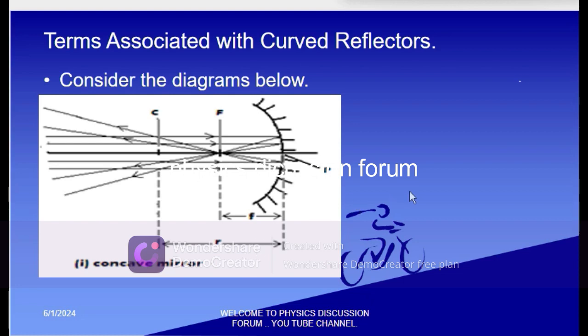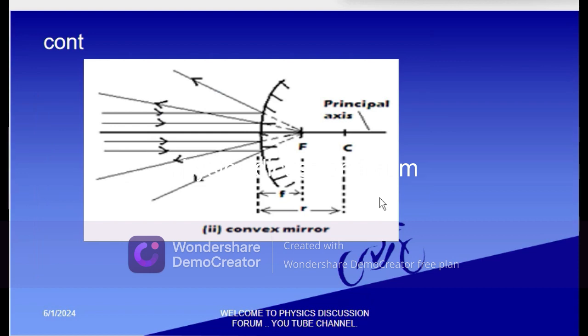Terms that are associated with curved reflectors. Let us consider this diagram. From this diagram, we can see the rays. Yes, the rays are here. And from there, we can see the center of curvature, the radius of curvature, the focal length, the focal point, the pole, and we can define these terms.